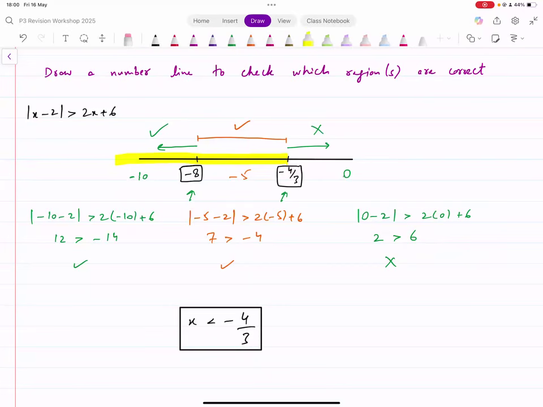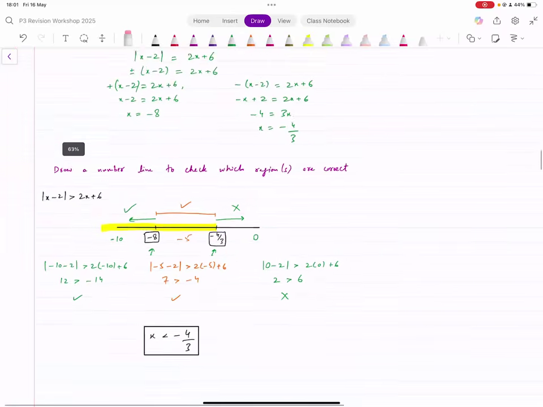This shaded part that you can see on the diagram, this is the solution of this inequality. How would you describe this? It's everything to the left of minus 4 over 3, and that's our final answer. X is less than minus 4 over 3.